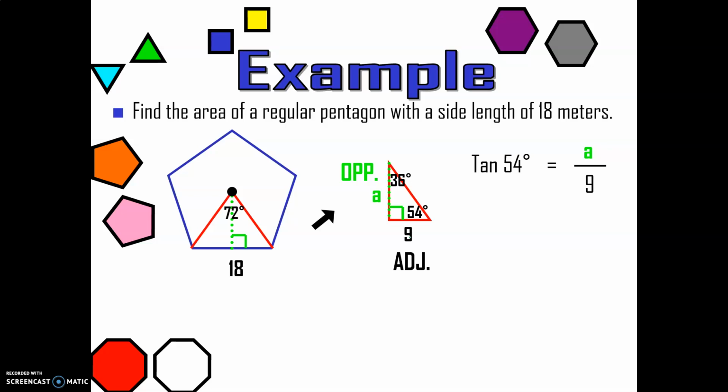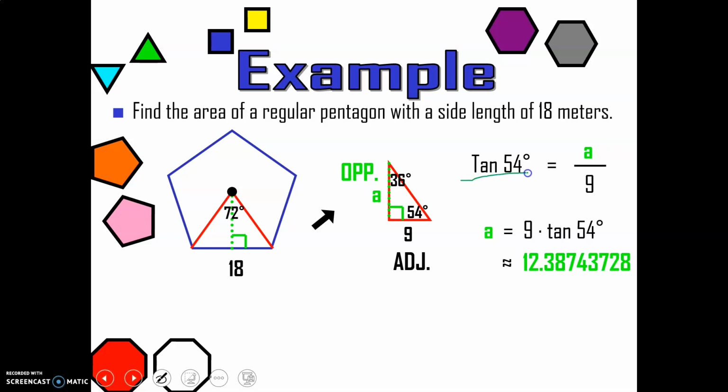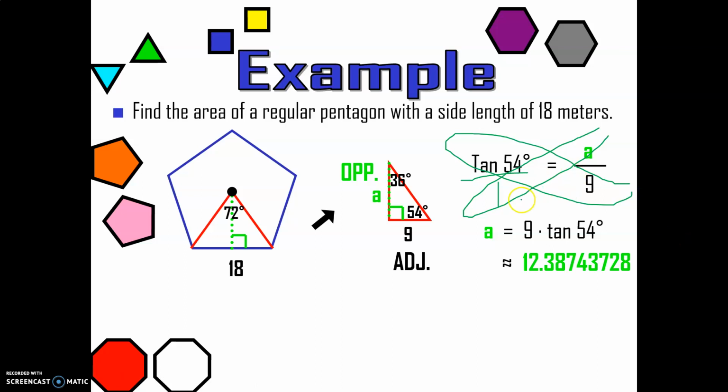All right, and remember, we can cross multiply here. Put a 1 under tangent 54, do a little cross multiplication, and that's going to give us a is equal to 9 times tangent 54, which is approximately 12.38743728 on your calculator.